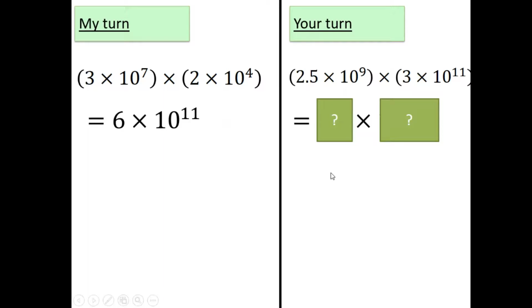So the answer, 3 times 2.5 is 7.5. 10 to the 9 times 10 to the 11 is 10 to the power of 20. So there is that one.